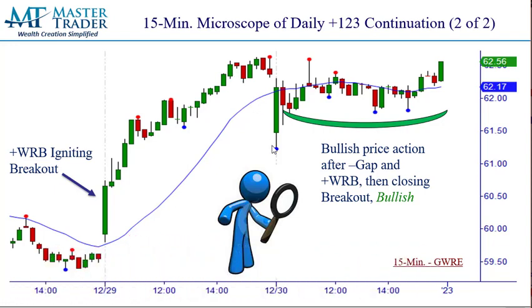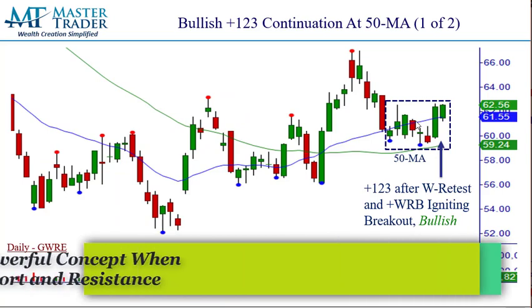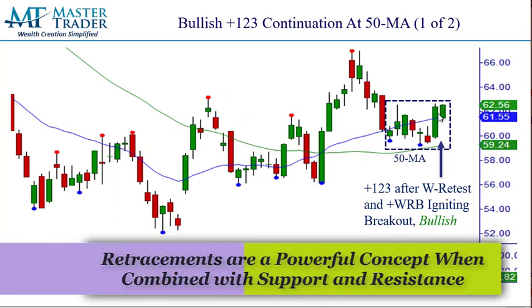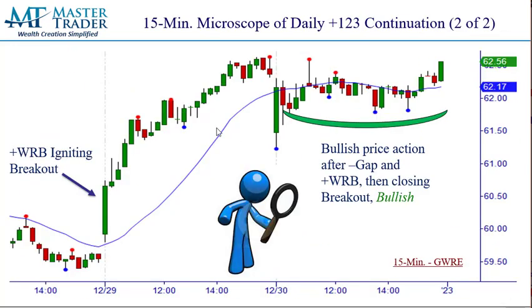The next day it gaps down. Notice the gap down into this wide range bar. We have a concept that says we want it to stay in the upper 40% always of the wide range bar. And that's exactly what happened on the daily chart.